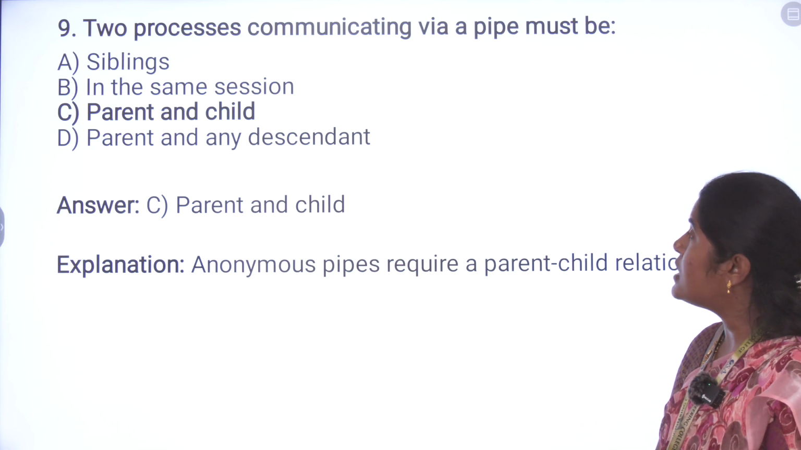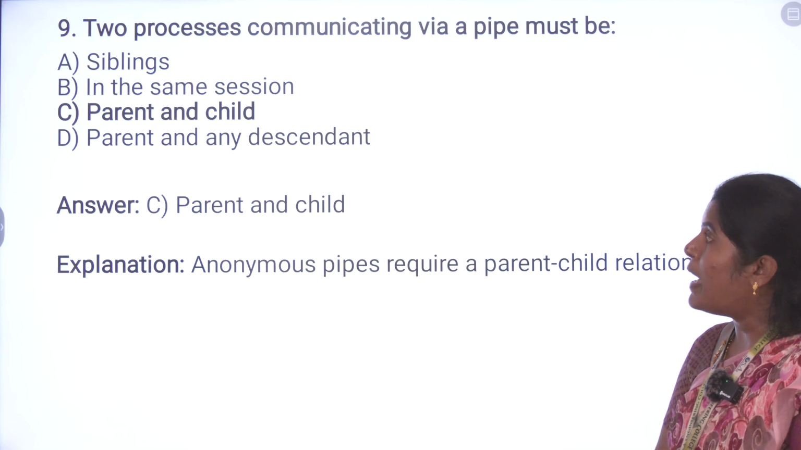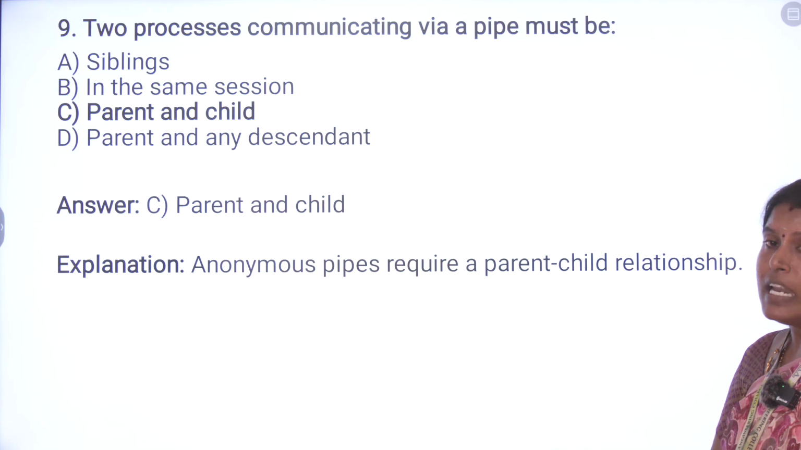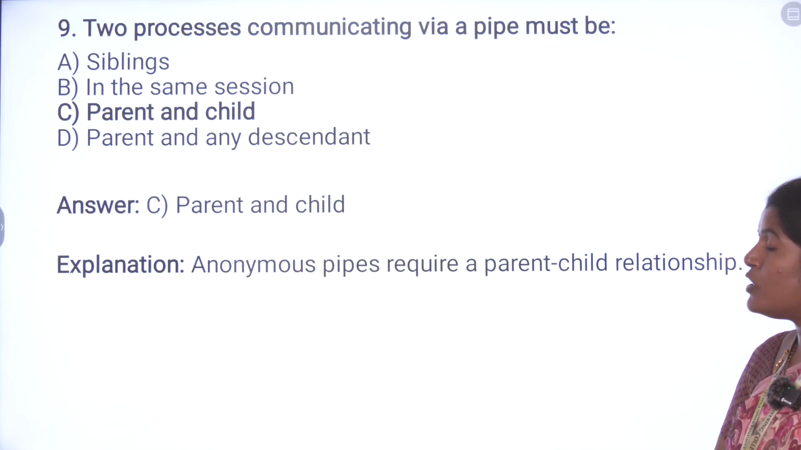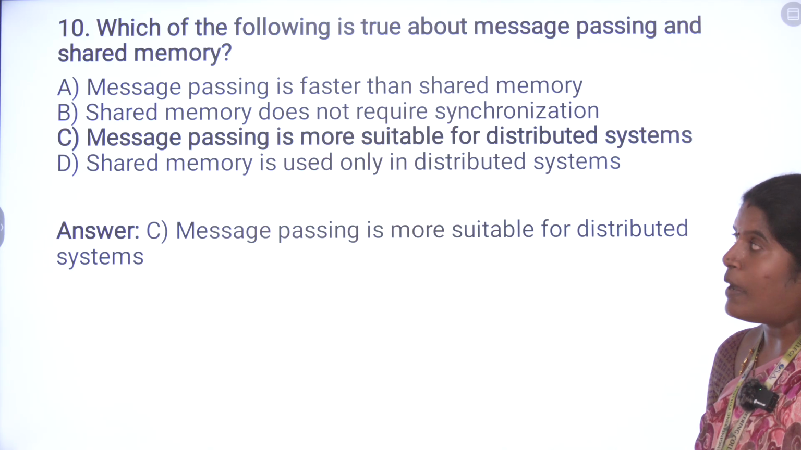9th one: two processes communicating via a pipe must be siblings in the same session, a parent and child, or a parent and any descendant. The answer is parent and child, because anonymous pipes require a parent-child relationship between each other to complete the execution of the task.